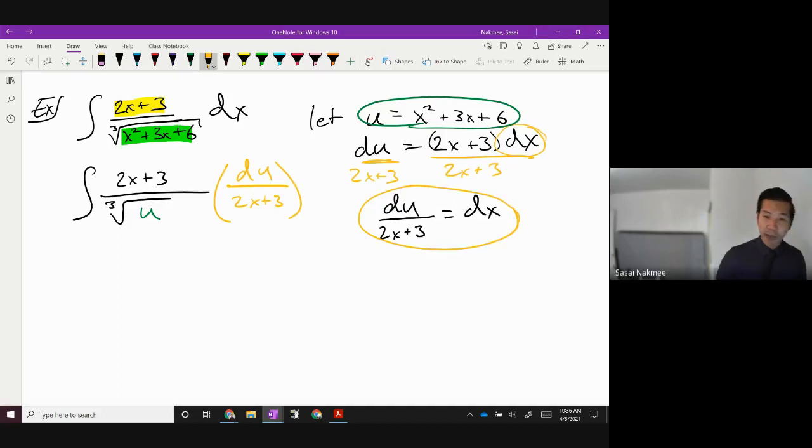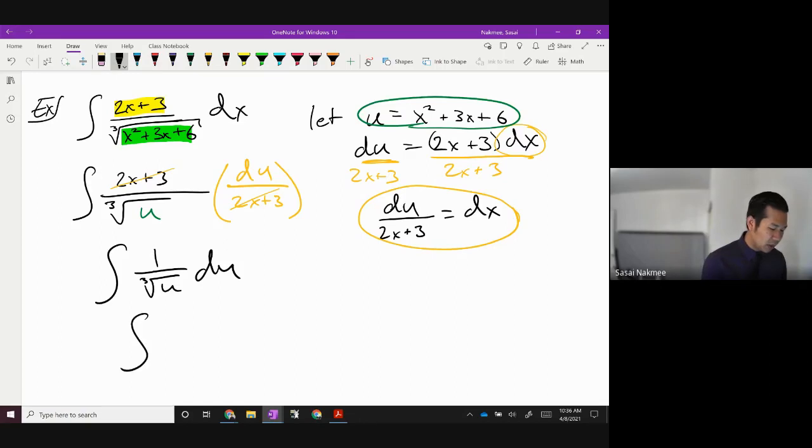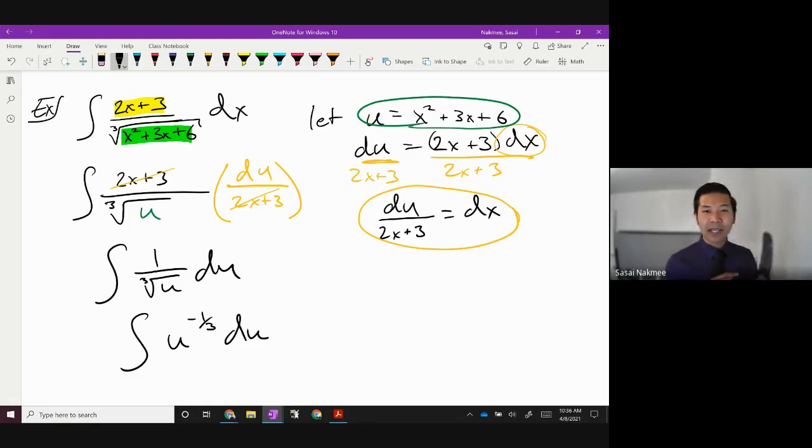I'm almost out of time, I just realized. But check this out right here. The 2x plus 3 cancel each other out. I'm left with the integral of 1 over the cube root of u du, which is the integral of u to the negative 1/3 du. And I'm going to leave that there because I'm out of time. But you guys can use the power rule now to take that antiderivative. I actually suggest that you guys attempt that problem.